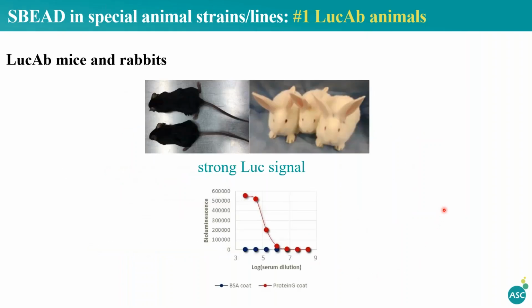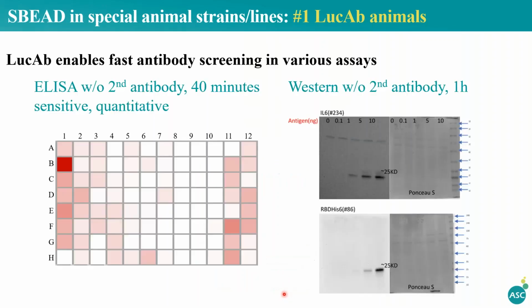Turned out it's not so easy to generate such animals. We actually failed several times until we finally were able to get healthy animals producing strong luminescent antibodies with an immune system that is as robust as, actually indistinguishable from, the wild-type animals. We generated both mice and rabbits. The test result showed that the animals produced strong luminescent antibodies in the serum that can be immobilized by protein G.